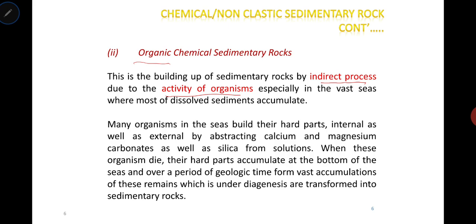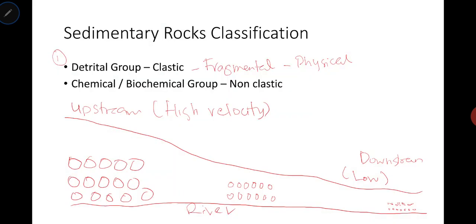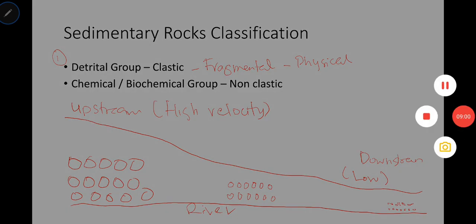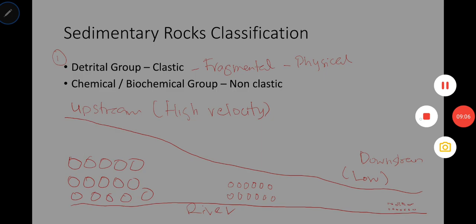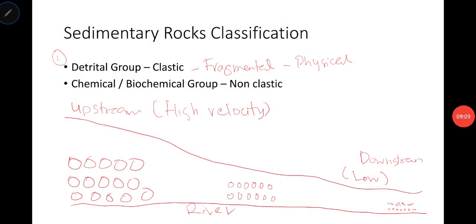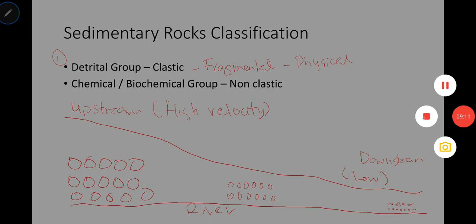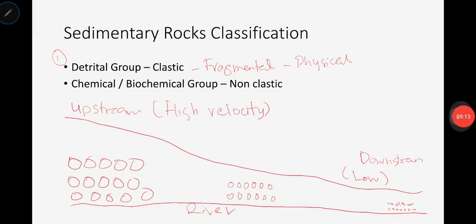So for classification of sedimentary rock, we have two types, which is detrital group or clastic group. Second is chemical or biochemical group, also known as non-clastic. And that is for the classification of sedimentary rock, and the next part to be discussed under sedimentary rock will be the characteristic of sedimentary rock. Okay, see you again.